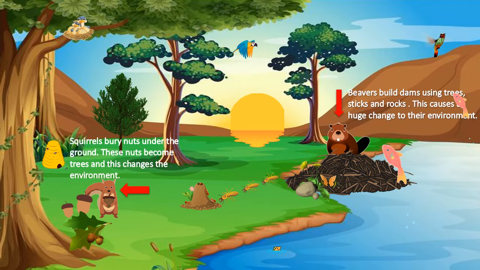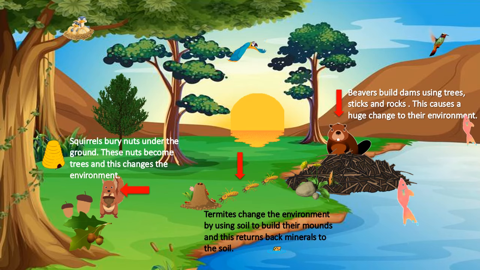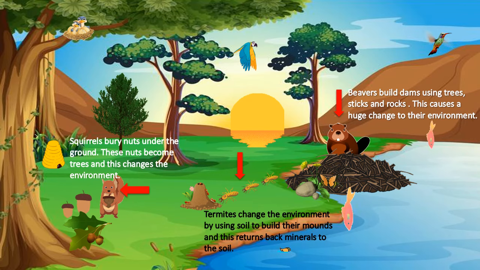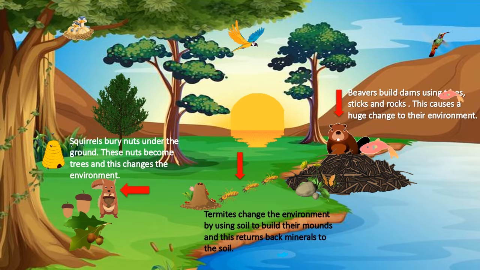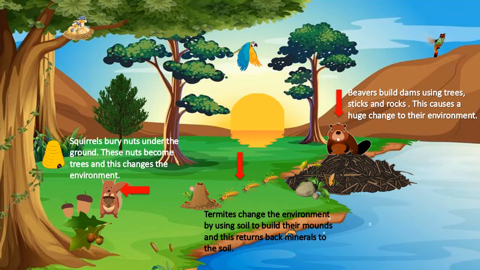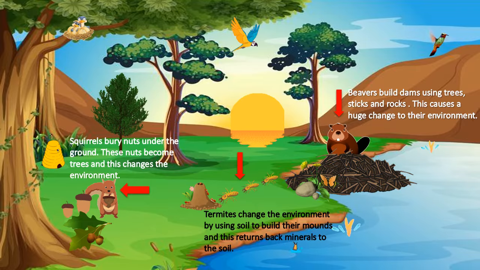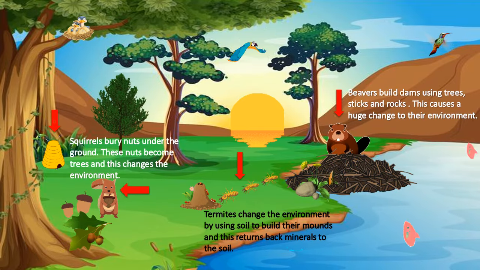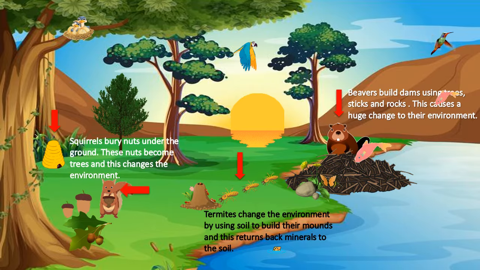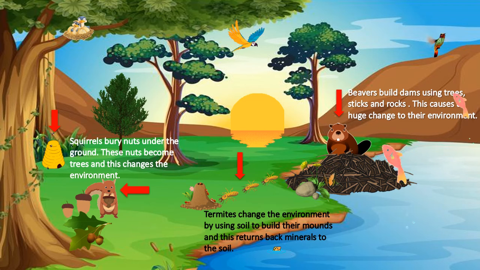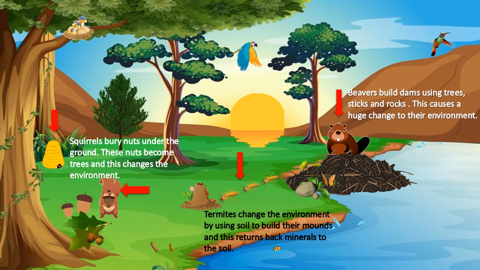Now, what can we see next to the squirrel? Yes, these are called termites. Termites change the environment by using soil to build their mounds, and this returns minerals back to the soil. What are these animals flying above the beehive? What do we call them? Very good. These are called bees. Bees also change the environment by transferring pollen between flowers, and this helps flowers grow, breed, and produce food.